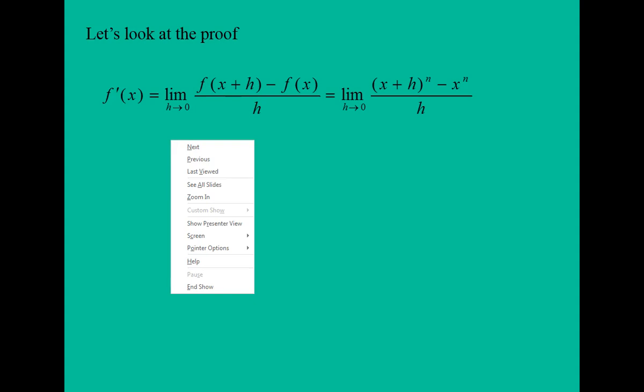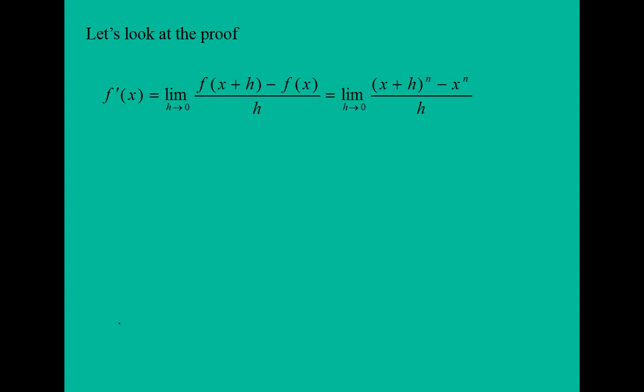Now, if we looked at the proof of why this works, we would go back to the function f of x equals x to the n. So we're trying to show what the derivative of x to the n power is. So through our limit process, we're going to try to show this. So we have the limit of f of x plus h minus f of x divided by h as h goes to 0, which gives us then this.